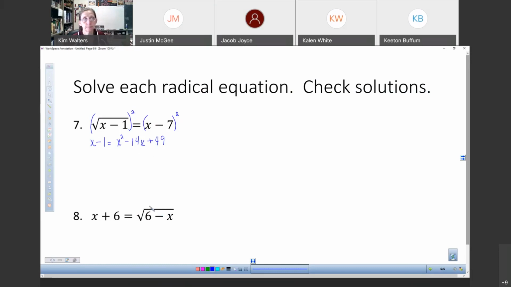Well, good. Where did the 14 come from? Thank you. I was waiting for that. Somebody needed to ask me that. Okay. So x minus 7 squared is x minus 7 times x minus 7. When I FOIL this out, I get x squared minus 7x minus 7x plus 49, which gives me x squared minus 14x plus 49.